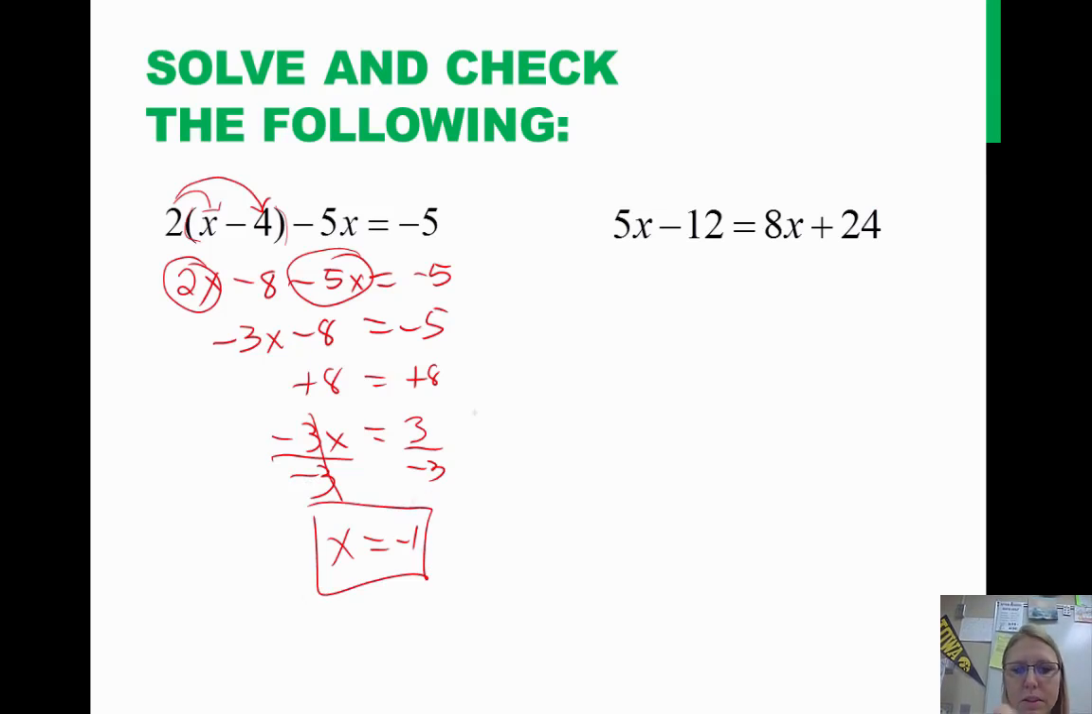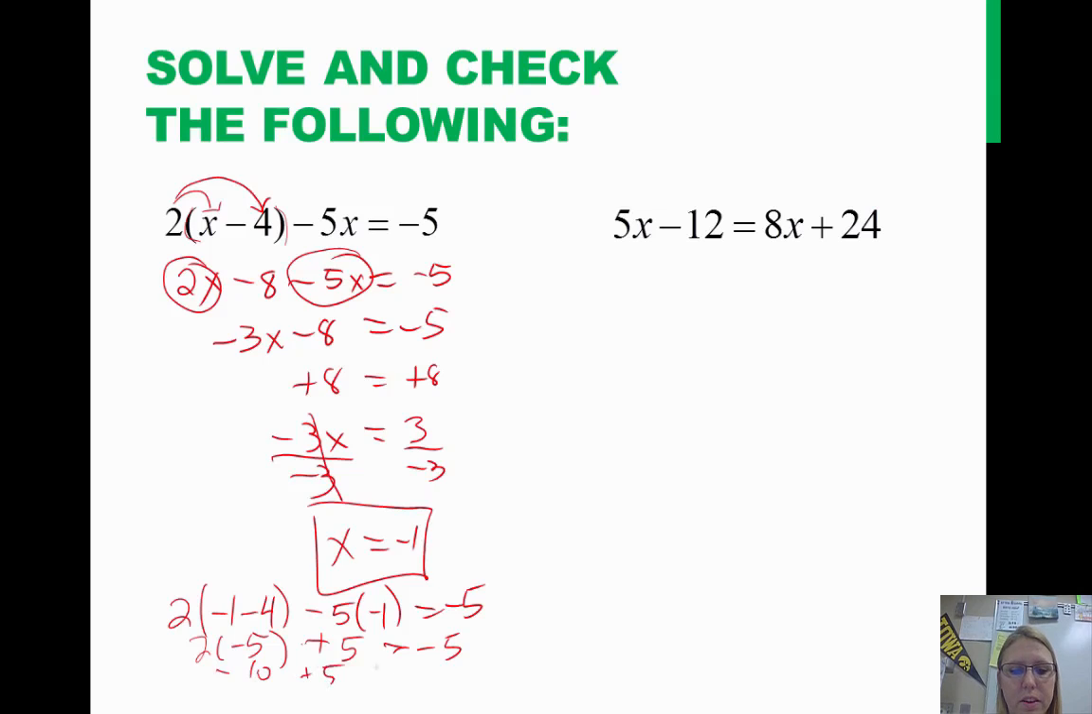To check this, I can put this back into my equation and make sure that it is actually valid. So I can say 2 times negative 1 minus 4 minus 5 times negative 1 equals negative 5. So negative 1 minus 4 is a negative 5. And negative 5 times a negative 1 is a positive 5. And now I have negative 10 plus 5. And it does turn out that the left side equals the right side. So this is indeed a correct solution.